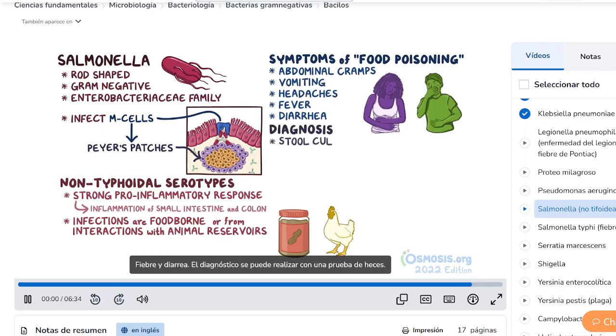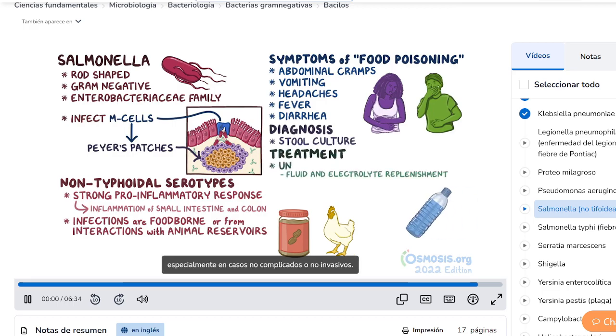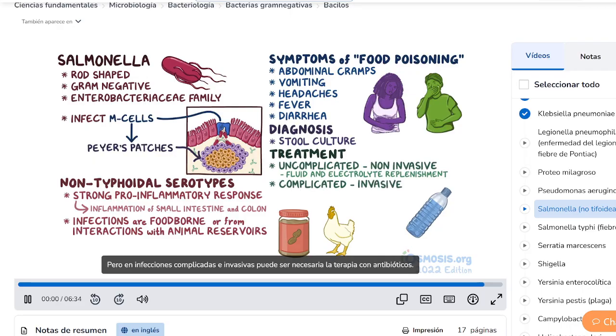Diagnosis can be made with a stool culture, and treatment is typically fluid and electrolyte replenishment, especially in uncomplicated or non-invasive cases. But in complicated, invasive infections, antibiotic therapy may be necessary.